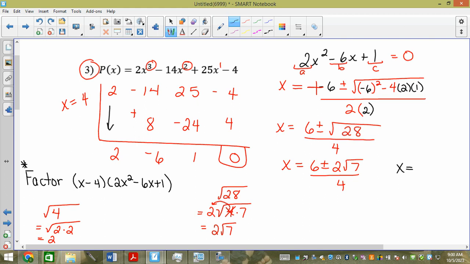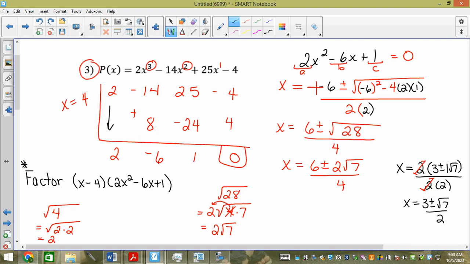I can take a 2 out of the top, and I would be left with 3 plus or minus 1 root 7. And then the bottom I could break into 2 times 2, right? Do we agree? And then when these cancel off, they just become 1s, correct? And so that's why you're left with 3 plus or minus root 7 over 2, because you're literally taking a GCF out of all of them and then canceling it off, right?